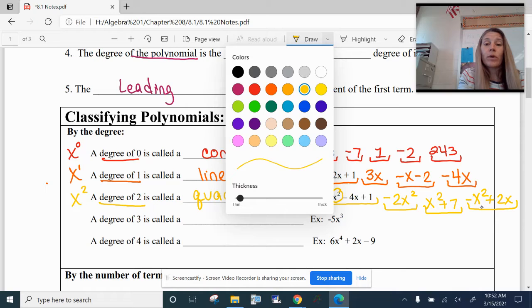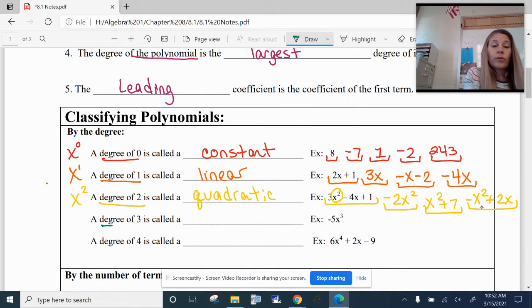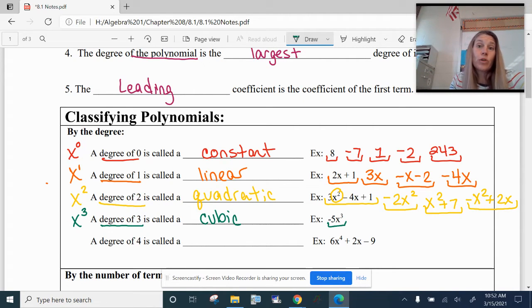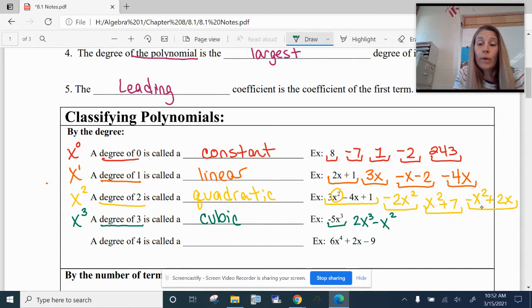Okay, so then the next one we're going to look at is a degree of 3, which is an x cubed, and this is called cubic. So here's an example of a single cubic term, but cubic terms could also be added or subtracted to other lower degree terms. So we could have like 2x cubed minus x squared. That would still be cubic because the larger exponent there is the cube.